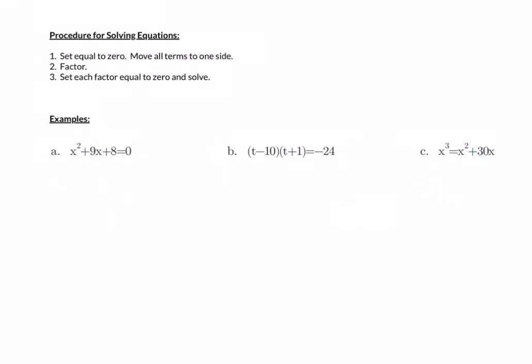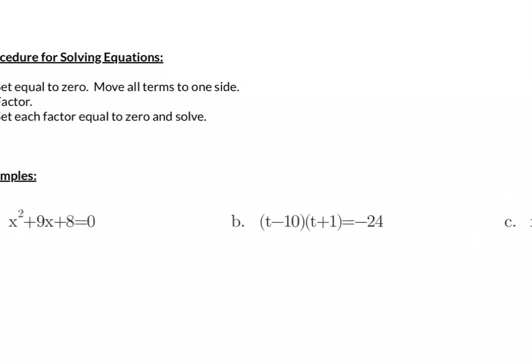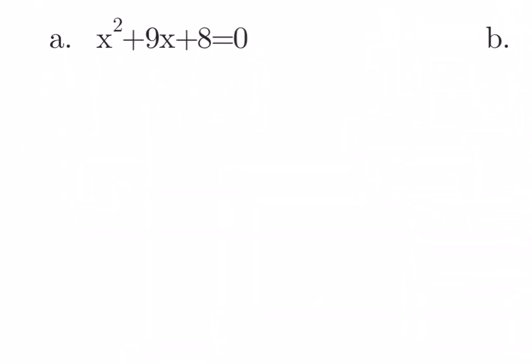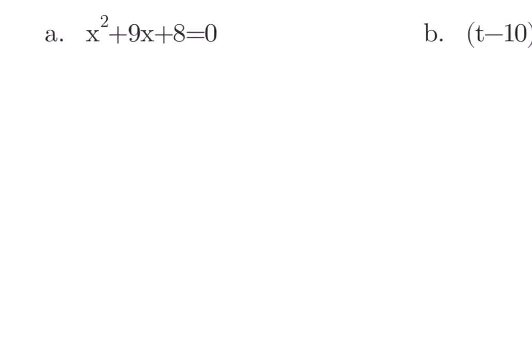The last thing we want to do is talk about solving equations. So we talked about this procedure last time. First thing we want to do is set equal to 0. So we want to move all terms to one side of the equation. From there, we want to factor. We want to set each factor equal to 0 and solve. All right, let's start off with a fairly simple one. Example A.